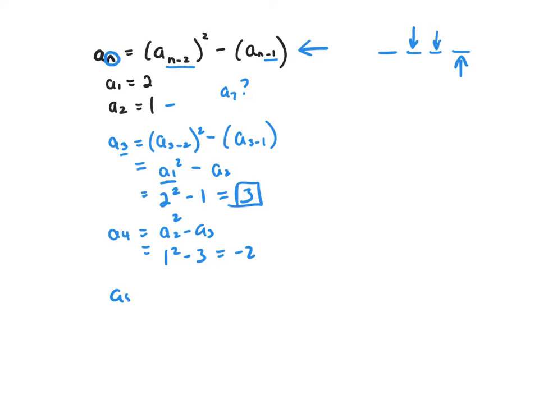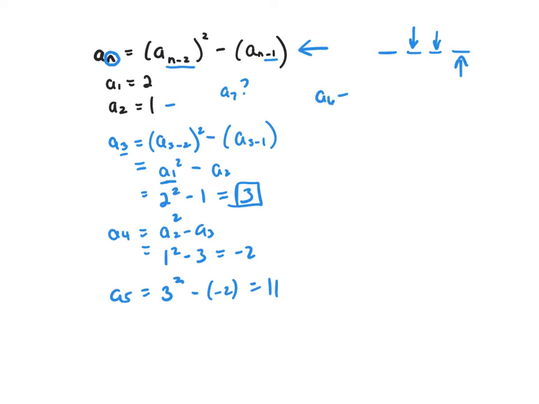And then I'm going to find a sub 5. A sub 5 will be a sub 3, which is 3 squared, minus the one behind it, a sub 4, negative 2. That's 9 plus 2, I'm sorry, 9 plus 2 is 11. And that's a sub 5.